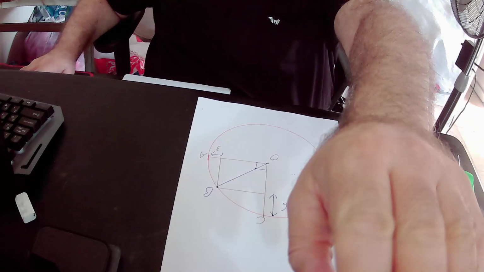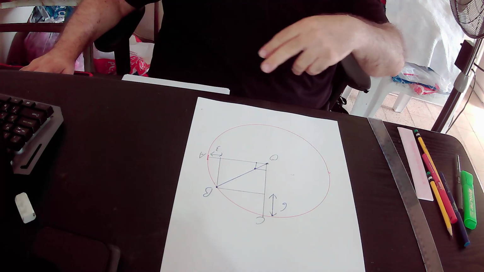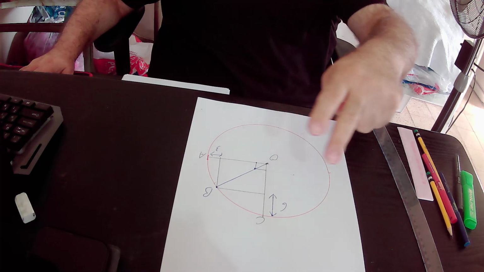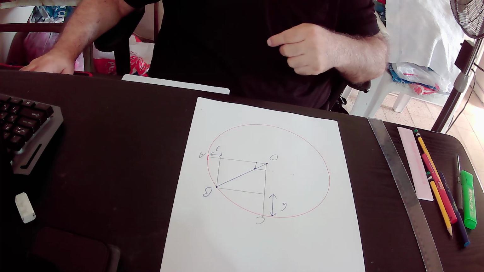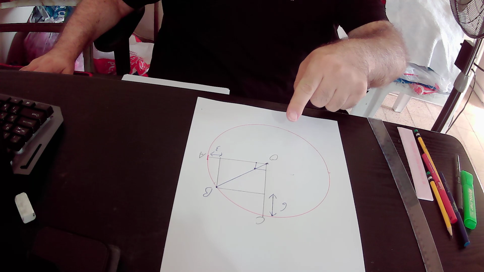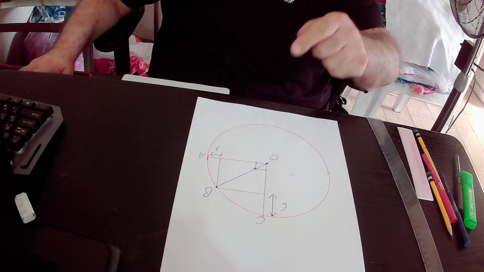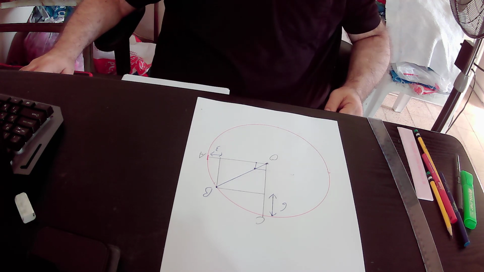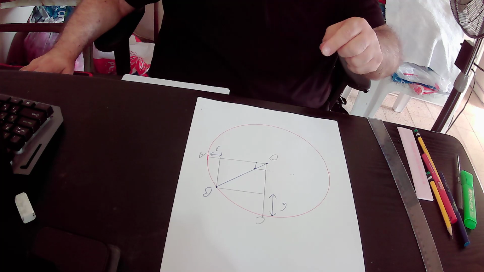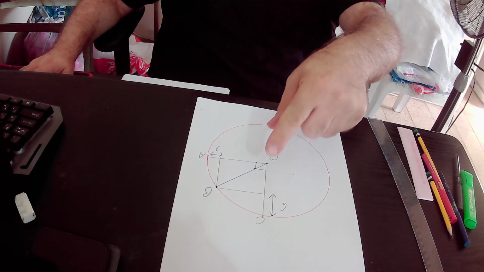Hello, in this lecture we will find the radius of the red circle. In the drawing we have a red circle, and the center of the red circle is at point O, and inside the circle we have a rectangle.